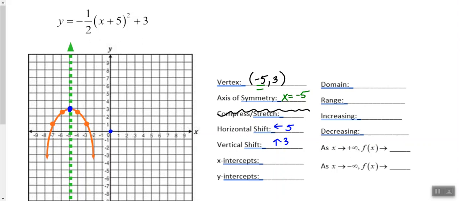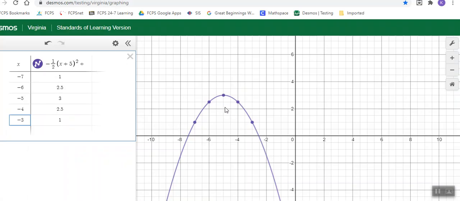Again, x and y intercepts we get from Desmos. So I'm going to go ahead and jump back to that. So my x-intercepts, where they cross the x-axis. So I have -7.449, which I'm going to round to -7.5. And I have -2.551, which I'm going to round to -2.6.